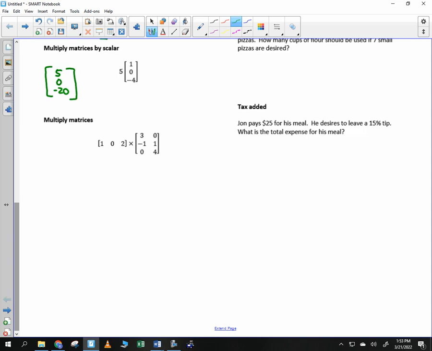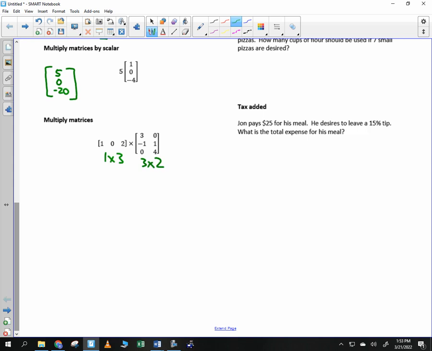Do you remember how to multiply matrices? Oh, you go across, down. Very good. Let's talk about the size first. What is the size of this matrix? It is a 1 by 3. And what is the size of this matrix? A 3 by 2. So here's what you need to understand.